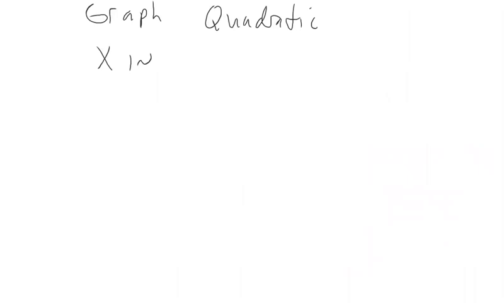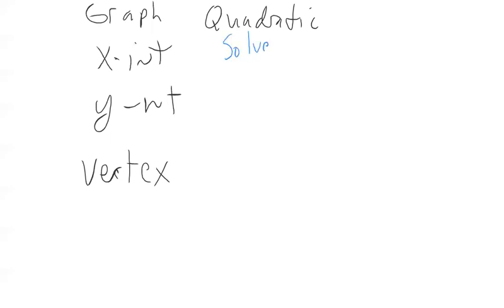So to graph a parabola, we're going to graph 4 points. To graph a parabola, well, we'll call it a quadratic, same thing. To graph a quadratic, we need our x-intercepts, we need our y-intercept, and we need our vertex. And like I said, to find your x-intercepts, all you do is solve for x. To find your y-intercept, x is equal to 0. Solve for y.